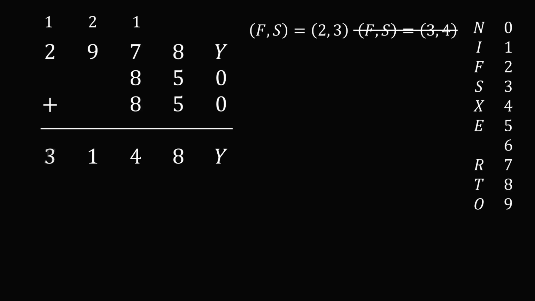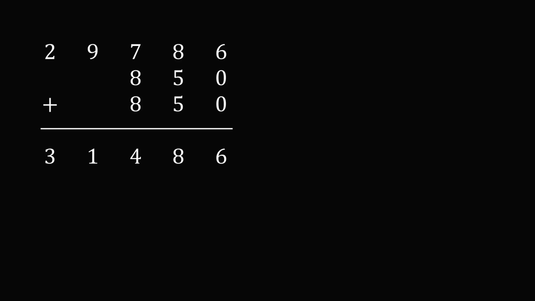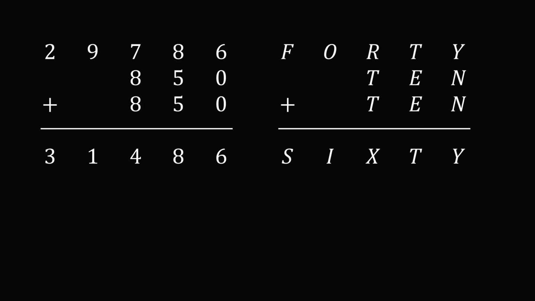We substitute these in and we see there's only one unsolved digit, which is y, and that must correspond to the very remaining digit, which is 6. Therefore, y must be equal to 6. And we substitute that in, and we have solved the entire puzzle. 29,786 plus 850 plus 850 is equal to 31,486. And that is the solution.